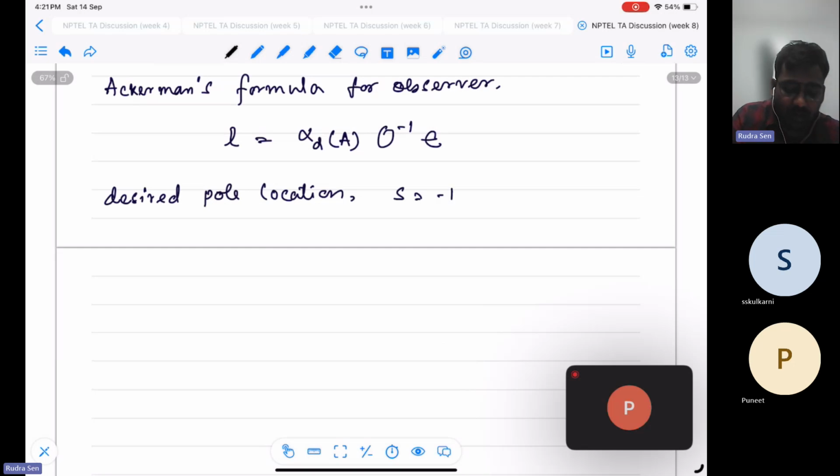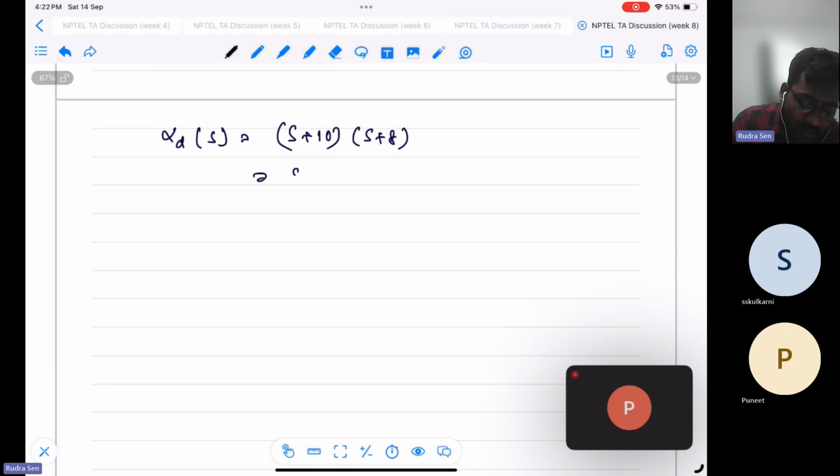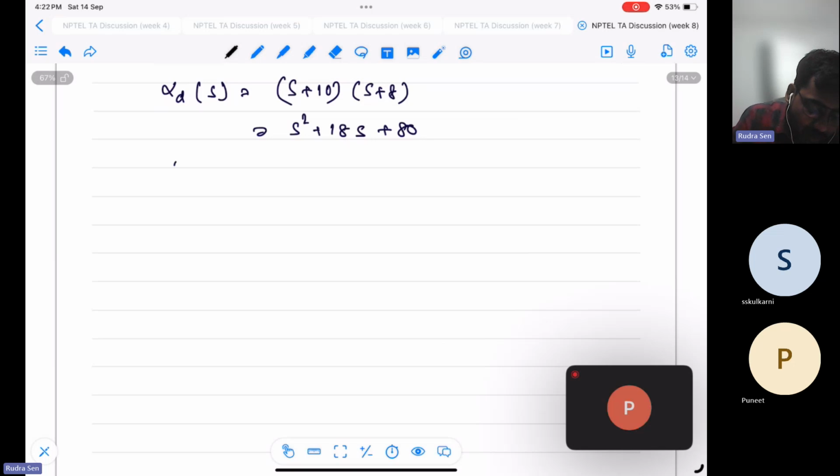s equals -10, -8. So alpha d s is basically (s plus 10)(s plus 8), so it is s square plus 18 s plus 80. Now I have to find out alpha d A. For that, it should be A square plus 18A plus 80I.